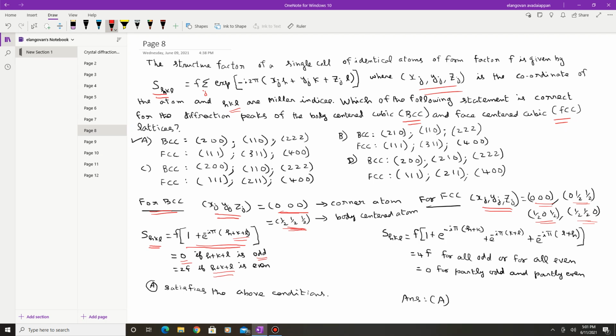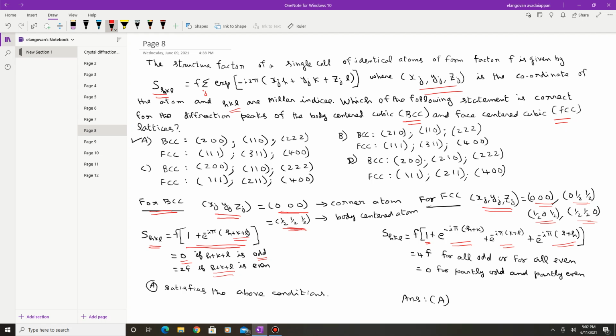For the FCC lattice, there are 4 atoms. First, you substitute x_j, y_j, z_j equal to 0 0 0, and the first term is 1. For the second term, if you substitute 0 half half, you will get this expression. For half 0 half, you will get the third expression. And if you substitute x_j, y_j, z_j equal to half half 0, you will get the fourth term. So there are 4 terms corresponding to each position.